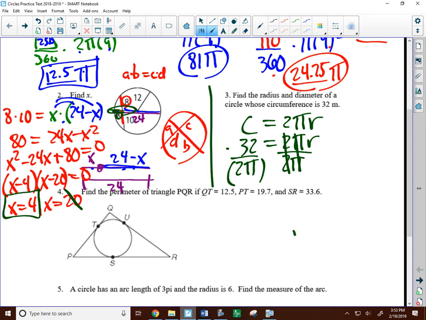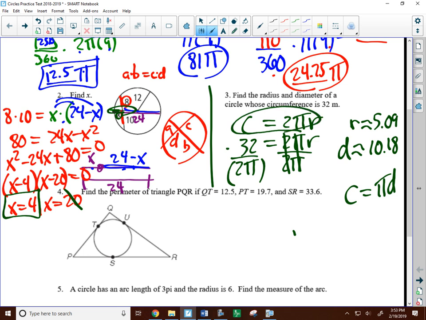Okay. You double it to get the diameter, so the radius was, rounded, about 5.1, 5.09. Double it, about 10.18 or 10.2 for the diameter. One other note, the only thing on the formula sheet is the circumference formula and area formula. This one here. But you could also use circumference as pi d. And so you could have taken 32 and divided by pi. That would work as well.